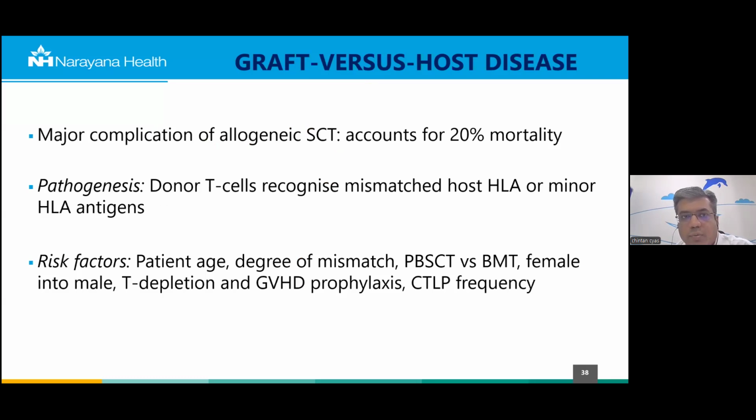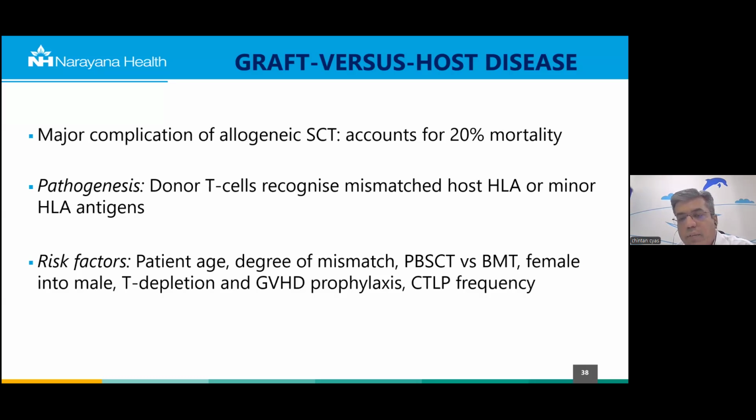So what is graft versus host disease? It is a major complication in transplant, accounting for 20% to 40% of transplants. It is derived from the donor T cells, which recognize the host cells as mismatched. The risk factors are particularly older age, female to male sex mismatch transplant, peripheral blood as the stem cell source, and T cell depletion methods reduce the risk of GVHD compared to non-T cell depletion methods, right? And the chemotherapy intensity and all these things.